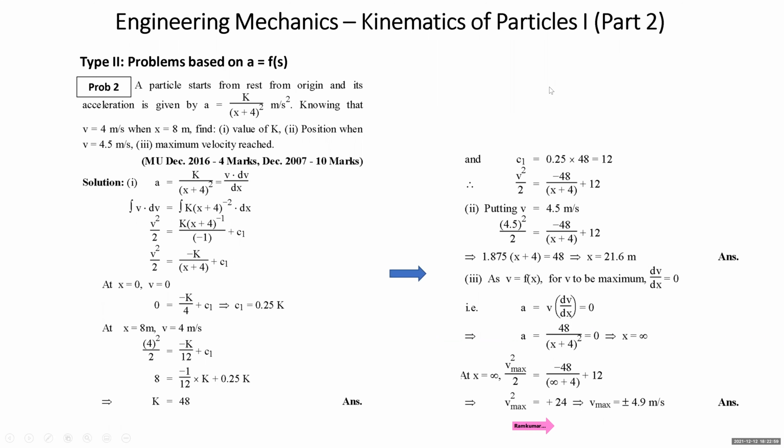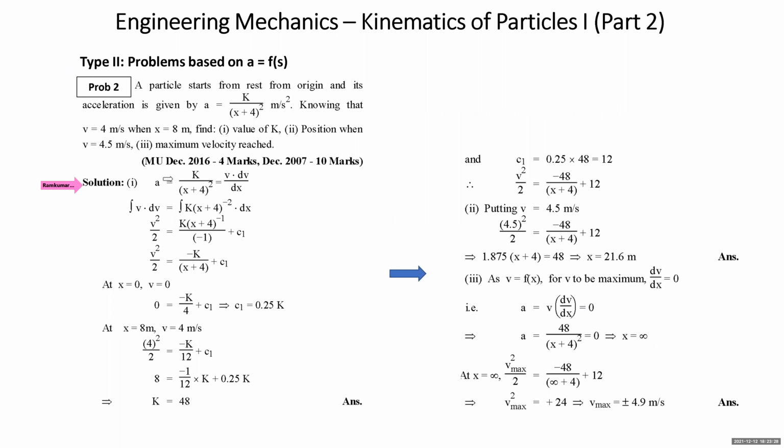Now we move to the second sum. A particle starts from rest from origin and its acceleration is given by a is equal to k upon (x plus 4) square meter per second square. Knowing that v is equal to 4 meter per second when x is 8 meter, find the value of k. Second, find position when v is 4.5 meter per second. Third, maximum velocity reached.